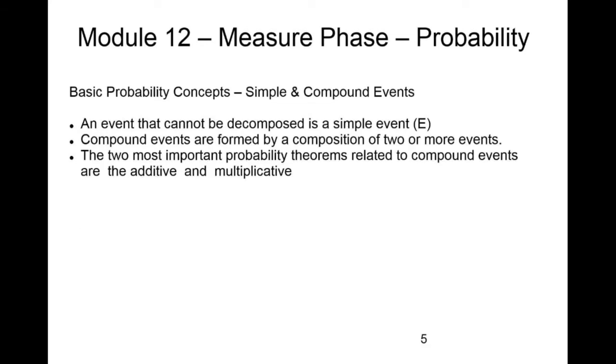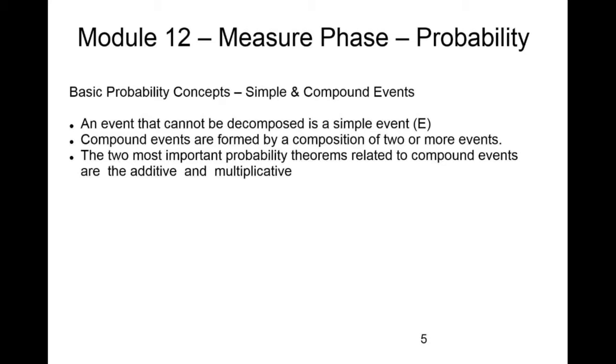An event that cannot be decomposed is a simple event. If I cannot break it down any further, there it is. In other words, if I'm flipping a coin, I'm going to either have heads or tails. I cannot decompose heads any further than what it is. I cannot decompose tails any further than what it is.